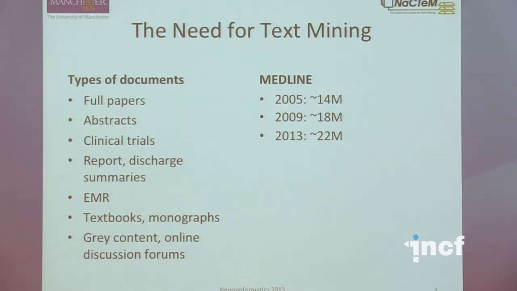I don't think I need to say much about why we need text mining. We all know that we have a tsunami of information. The types of documents we have to mine and extract information from are different, from abstracts or Medline to full papers, to clinical trials, to medical records, textbooks, monographs, but also what we call online discussions and online fora, grey literature, and so on. From 14 million abstracts in Medline that we had in 2005, now we have more than 22 million abstracts. So the overwhelming information is textual, and all this textual information is, of course, in unstructured format. So what we are doing in text mining is to render this unstructured information into structured information, and to be able to extract knowledge and information which is hidden into facts.